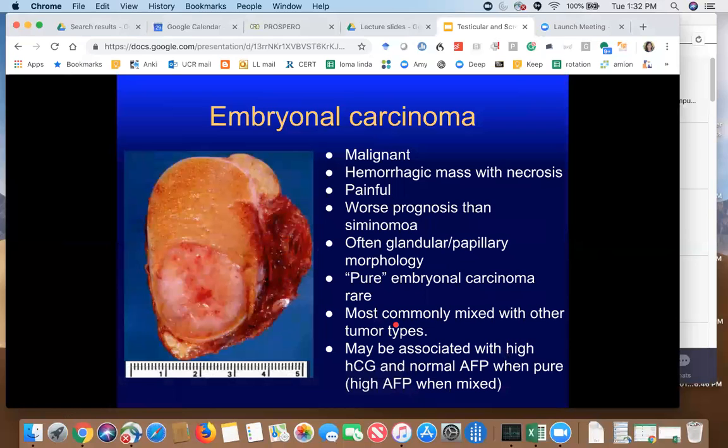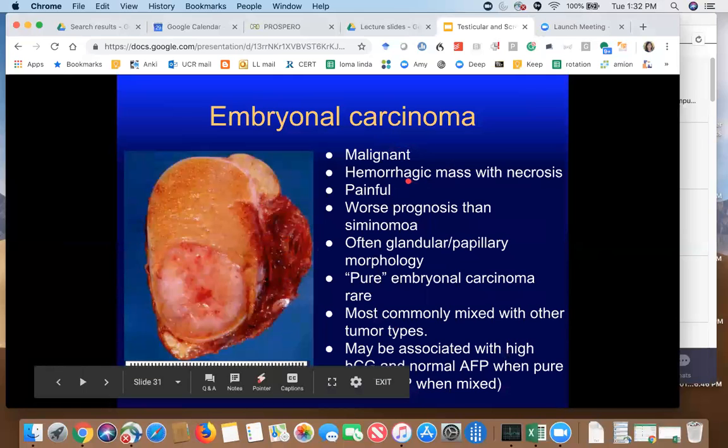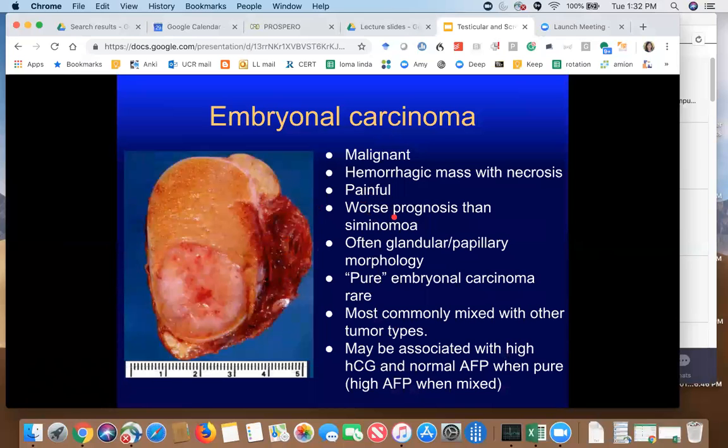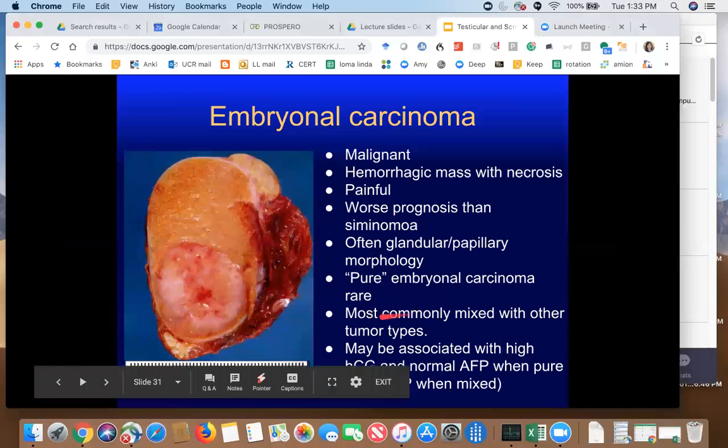Embryonal carcinoma is another non-seminomatous testicular cancer, and it presents as a hemorrhagic mass. Remember, non-seminomatous tumors, yolk sac, embryonal, mixed, have poor prognosis. Seminomas are much better. That's a little typo. They usually present with other types, like embryonal, yolk sac, they could be mixed. It can produce beta HCG, and this one can have normal AFP.